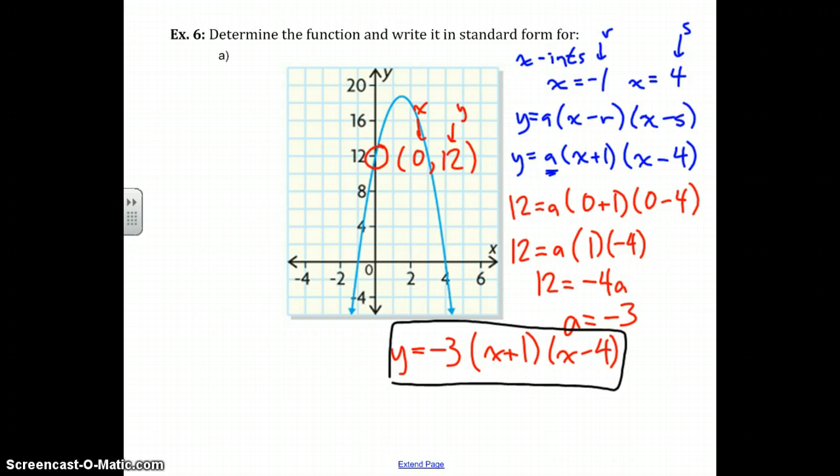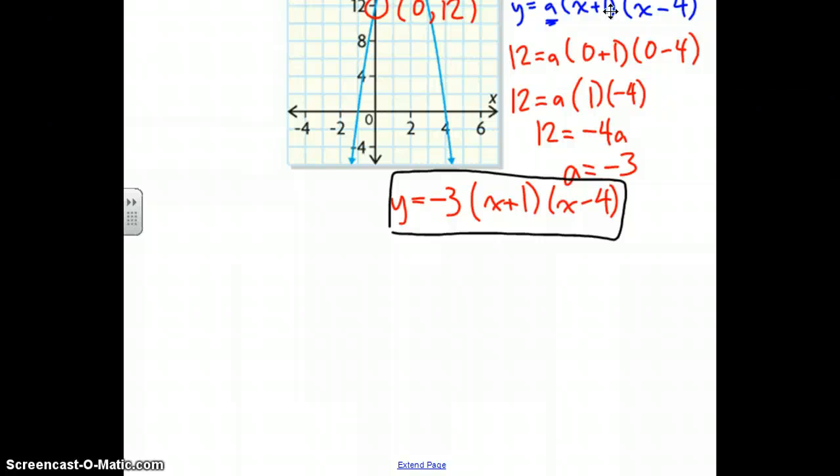Unfortunately, we want to write it in standard form. The question asks for us to put it in standard form, so we can't leave it there in factored form. There's nothing wrong with that equation. It's a good equation, but it's not in standard form. So to put it in standard form, we need to simplify these brackets.